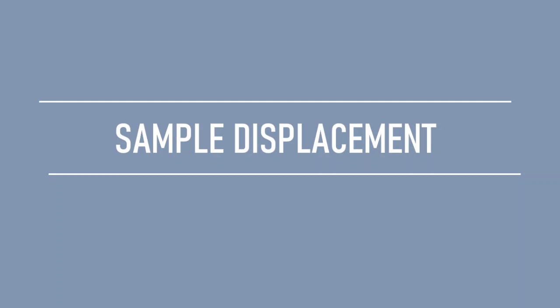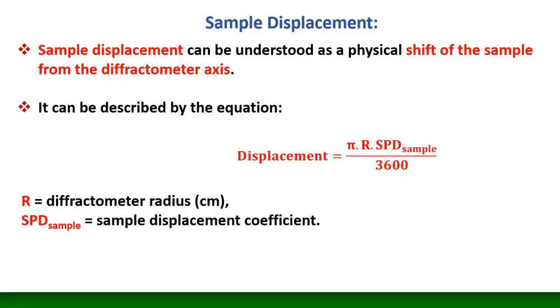Sample displacement. So another correction that we will be refining throughout this refinement is the sample displacement. It can be understood as a physical shift of the sample from the diffractometer axis. And the sample displacement is described by the equation shown here, with pi times r, which again is the diffractometer radius, times the sample displacement coefficient of the sample over 3600. Okay? So that's the main equation for sample displacement.